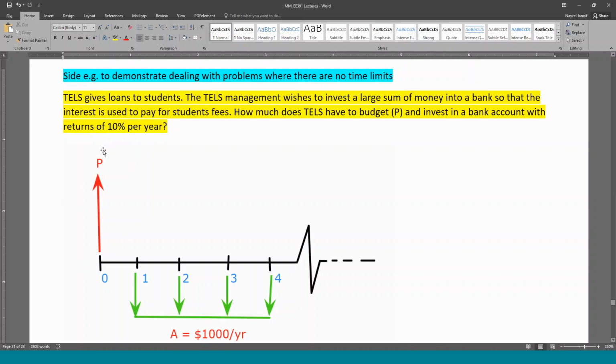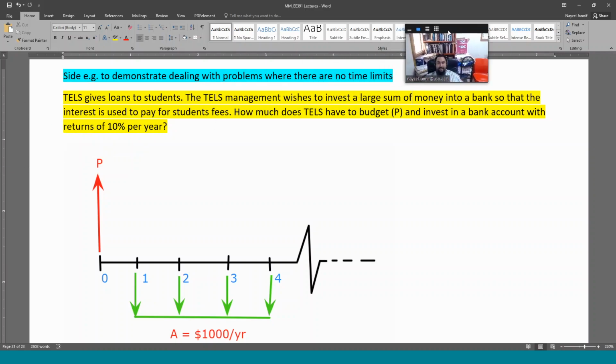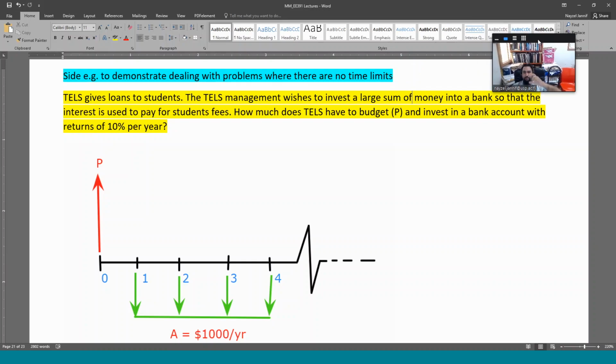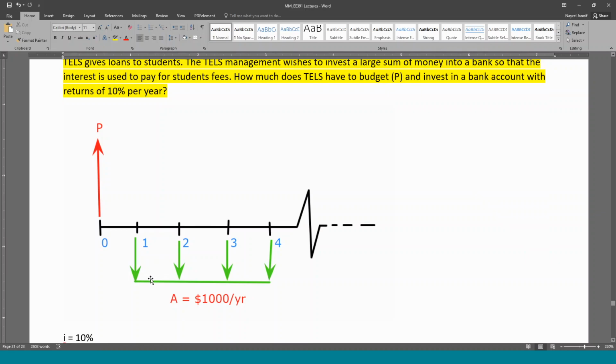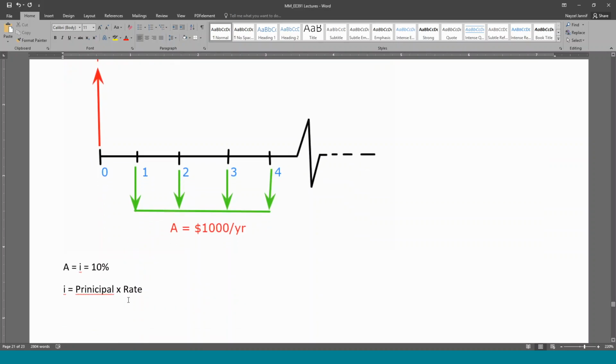They want to put a principal in, and then every year they want to take the little growth there is and pay for the fees of the student, right? How much should this P be so that it can meet $1,000 per year? So remember, the annuity is actually equal to the interest, the returns from interest.